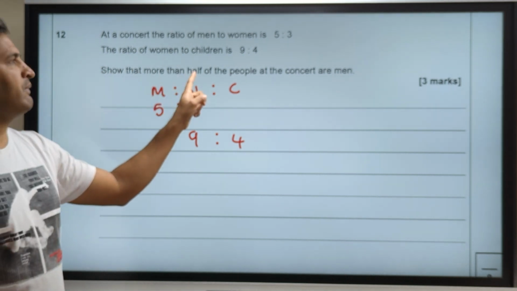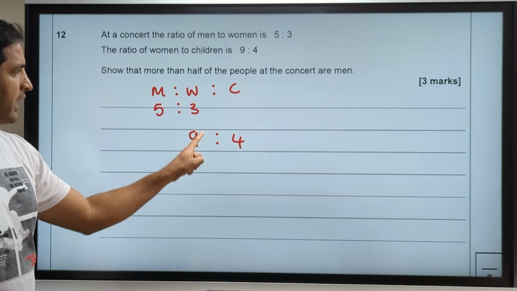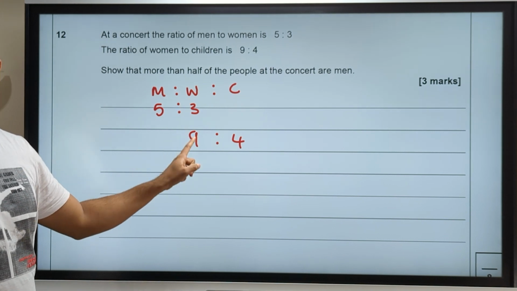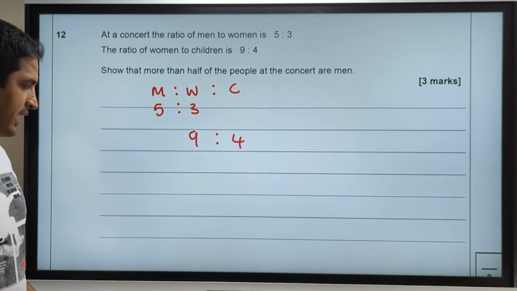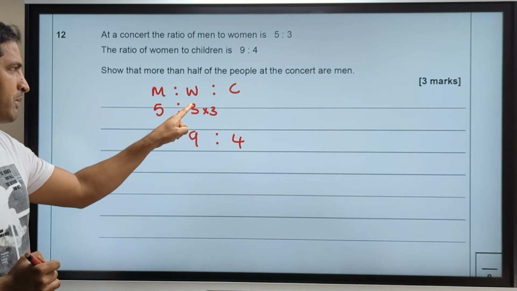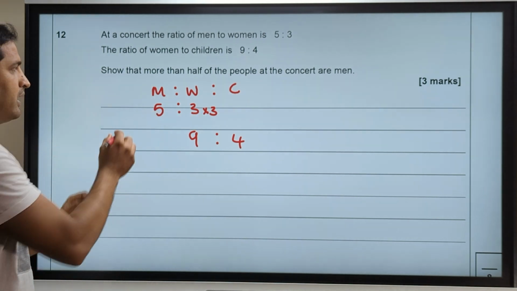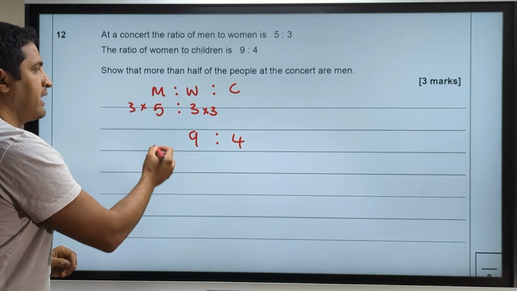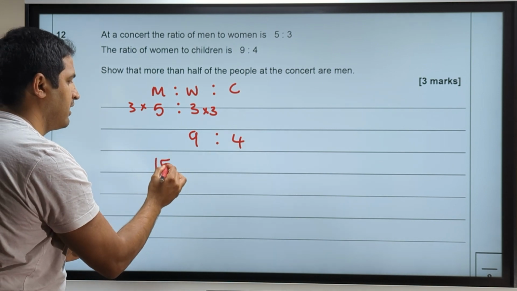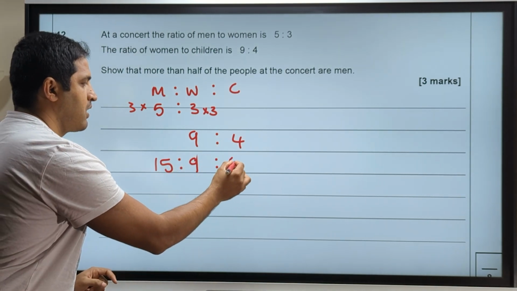Now, show that more than half of the people in the concert are male. Now we need to get the women to have the same number. So I can say, okay, what's the lowest common multiple of 3 and 9, which is 9. If I'm making that 9, I need to multiply by 3. If I multiply the women by 3, I need to multiply this by 3 as well, because I'm only considering that line at the top here. So now I can work with all of it. There are 15 men, there are 9 women, and if there are 9 women, then there have to be 4 children.